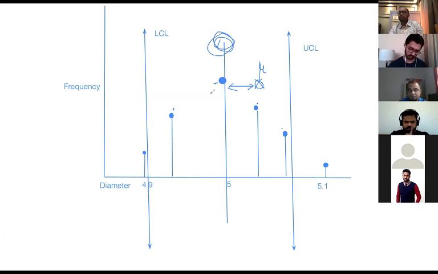So from a manufacturing point of view, it tells you this. This gives you a distance. Okay, sigma gives you how off your process was from the desired value.